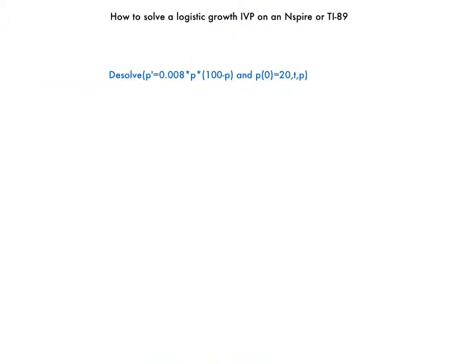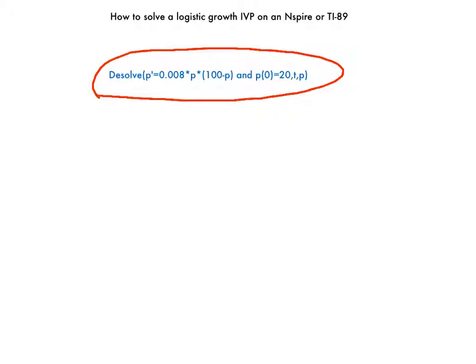So I suppose we don't need to do an example because we really just did one. But I do want to mention in passing that were you to try to solve one of these differential equations on either the Inspire or a TI-89, this is what you write. So it's a differential equation. Here's the differential equation. P prime equals that. We're given the initial condition. And what's always a little tricky about this is the independent variable followed by the dependent variable.